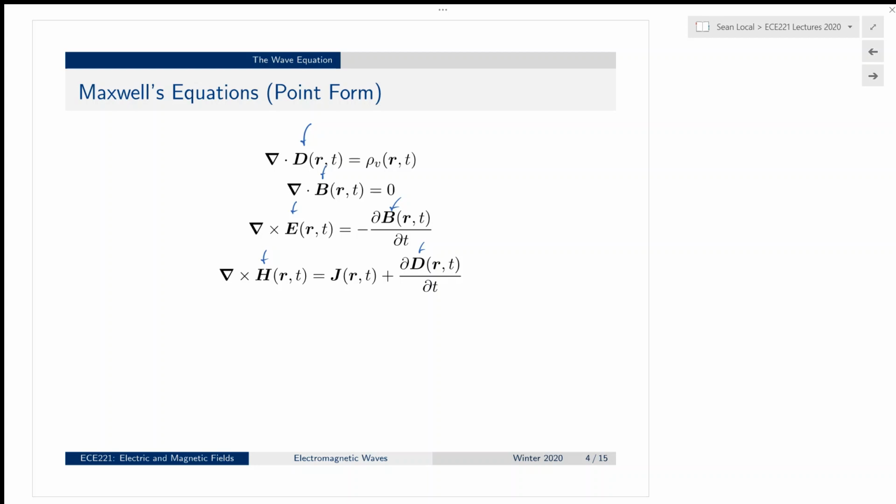So we should think about what are the sources of these fields? What caused the D, B, E, and H fields to come into existence and be non-zero? The sources are, of course, in electrostatics, charges or charge densities, and in magnetostatics, currents. And we can identify them in the point form of Maxwell's equations here. So charges are represented most generally in terms of a volumetric charge density, and currents in terms of a conduction current density, J. So any system where we have charges or currents is going to lead to the production of these D, B, E, and H fields, especially in a time-varying sense.